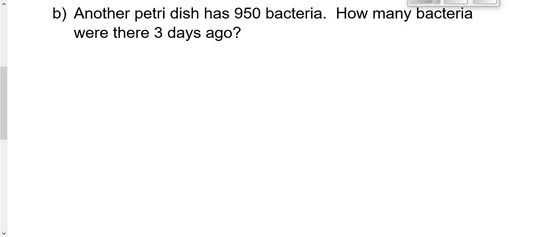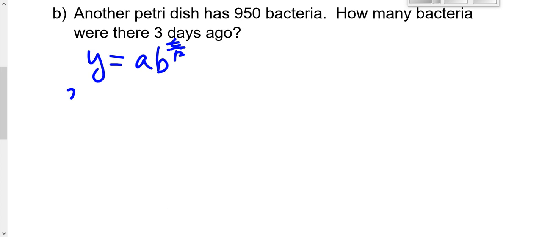A petri dish has 950 bacteria. How many bacteria were there 3 days ago? So this is not the initial amount. This is the final amount after 3 days. So again, let's start off with writing the equation first. So y equals AB raised to the power of T over P. Okay, now let's plug the numbers in and set up the equation.